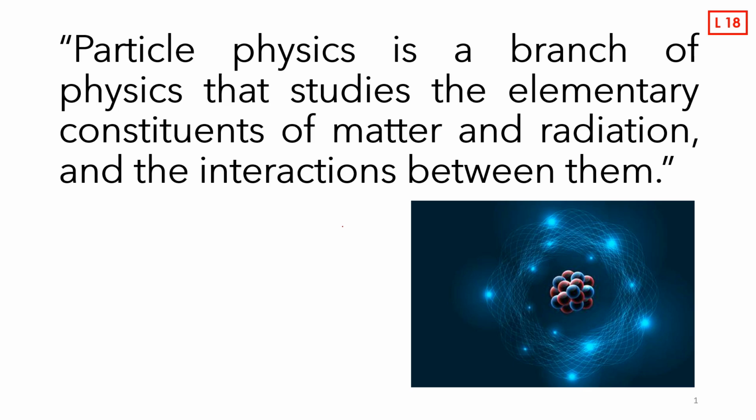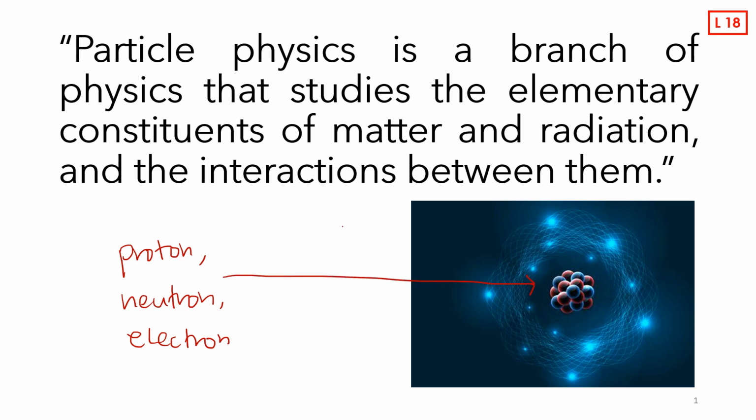For much of the first half of the 20th century, physicists believed there were just three fundamental particles: the familiar proton, neutron, and electron. We know that proton and neutron are in the nucleus, and we have a cloud of electrons surrounding the nucleus. By the mid-1960s, however, that picture had changed.